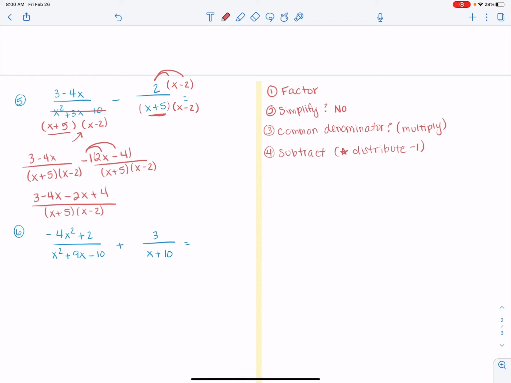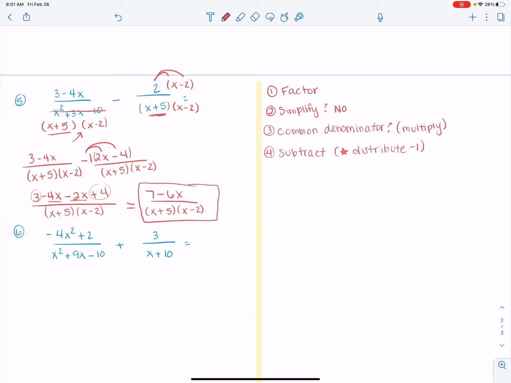Okay, now we are going to combine like terms to simplify. So really, I've got 3 plus 4 is 7. Negative 4x minus 2x is minus 6x, over (x plus 5)(x minus 2). And I cannot simplify further because I can't factor 7 minus 6x, and that doesn't cancel with anything in the denominator. So I'm going to leave my answer like this.